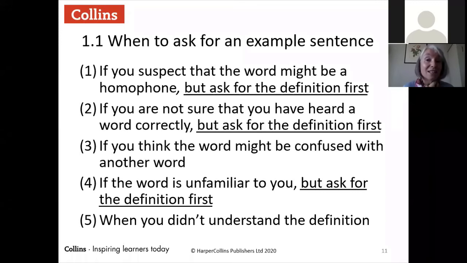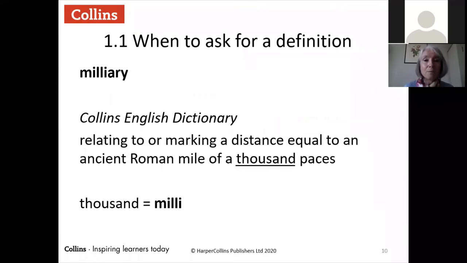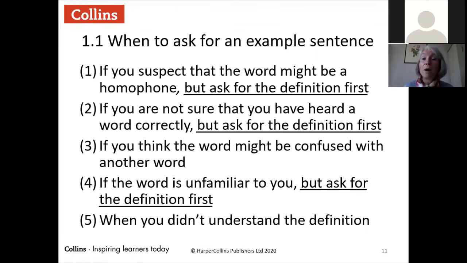And if you didn't understand the definition, if the definition had words in that you didn't understand, so going back to miliary, it's quite specialist, it's to do with ancient Rome, the example sentence might give you a little bit more information that will help you with clues to the spelling. But really, the definition is the go-to question if there's any doubt in your mind about what you've been asked to spell.